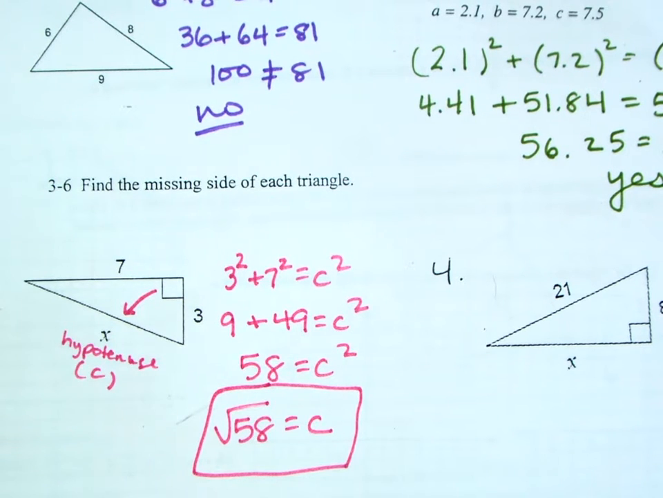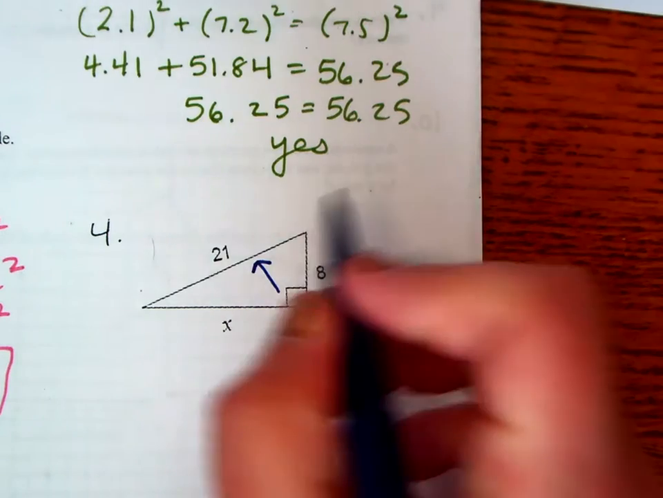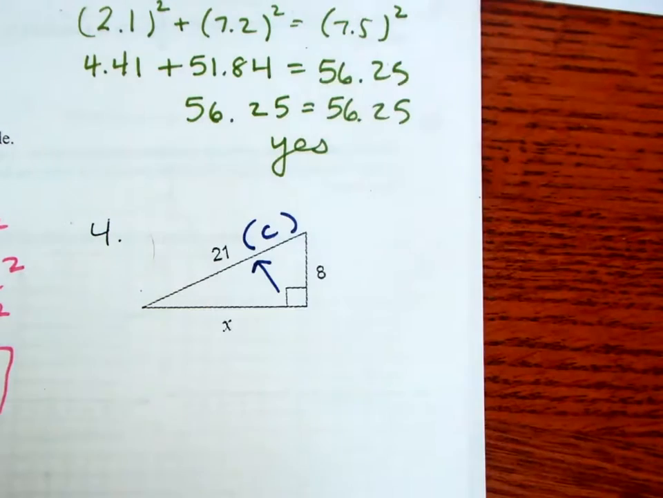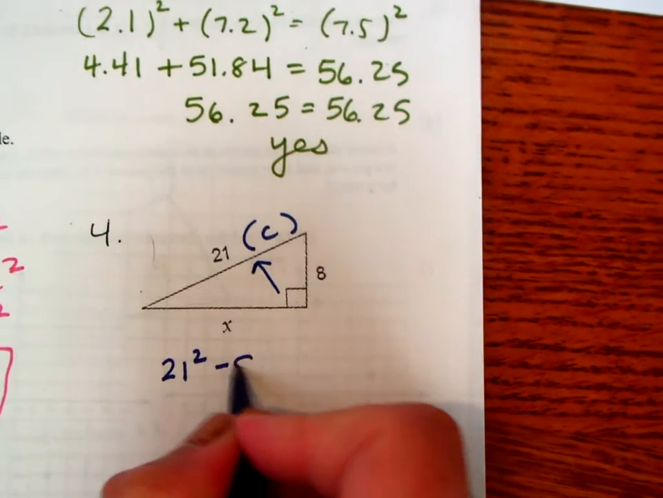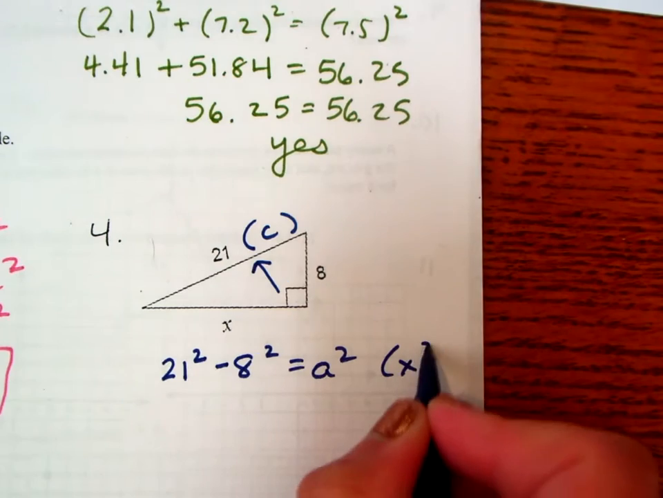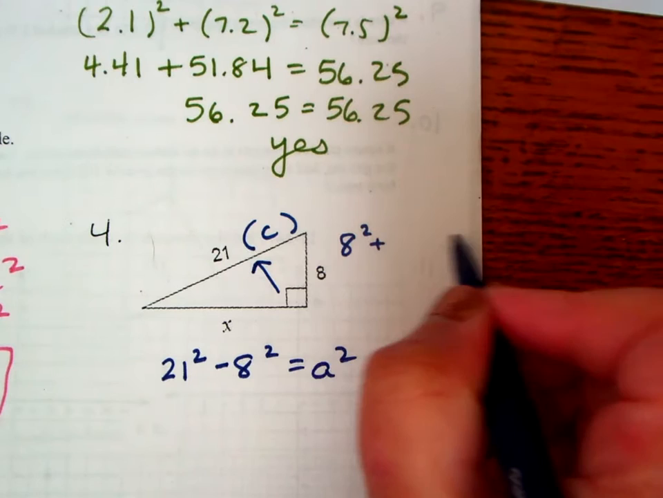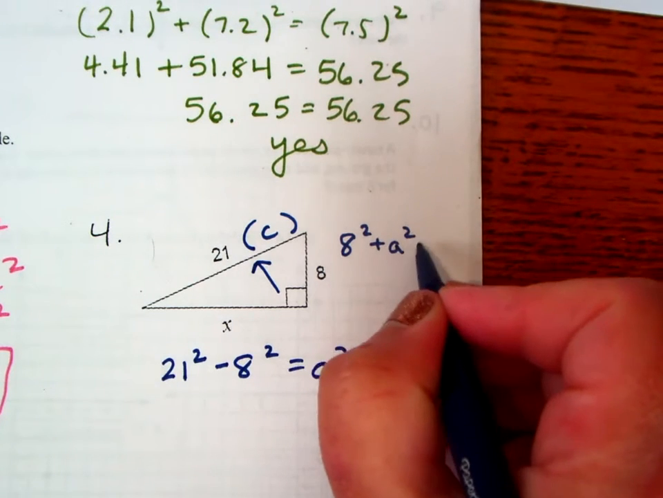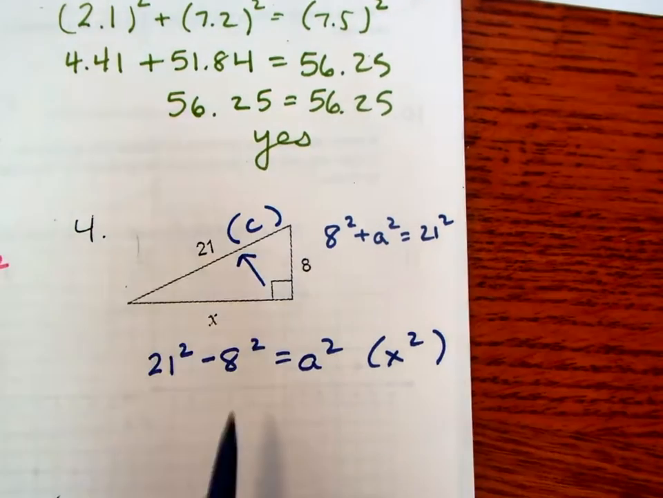All right, next problem. Okay, now this time, we do have the number across from the right angle. So this is the hypotenuse, so that is C. Okay? So what I like to do is just immediately subtract. I just do 21 squared minus 8 squared equals A squared, or B squared, or X squared in this case. You could have done it the other way and done A squared plus 8 squared equals 21 squared. That would be fine as well. I just subtract right away myself.